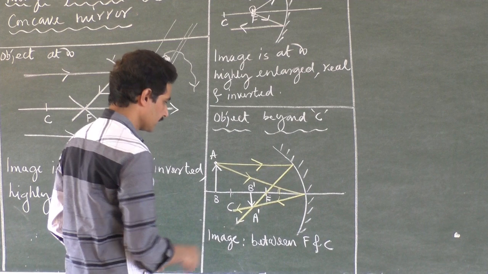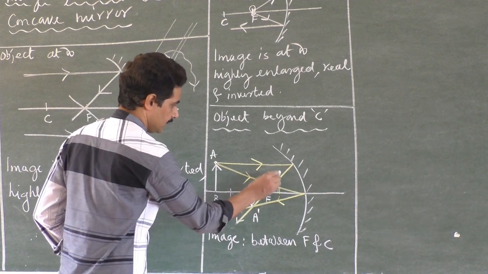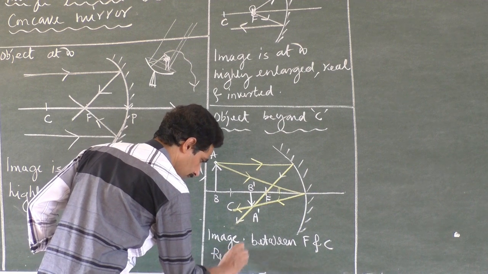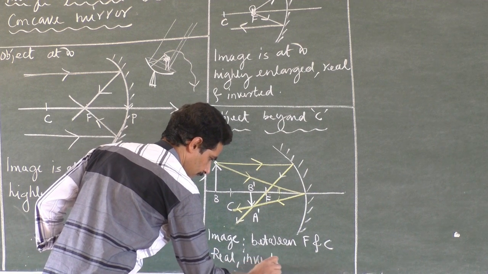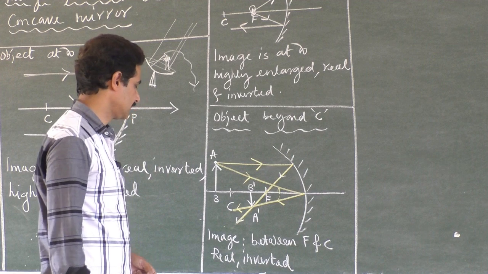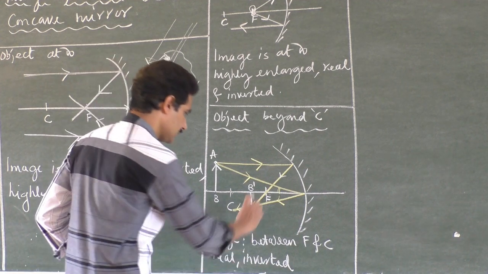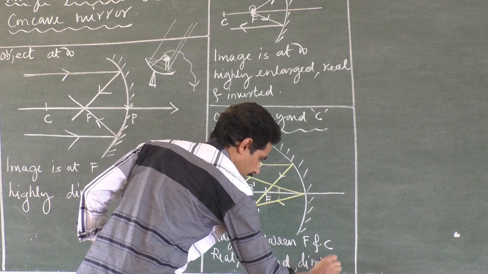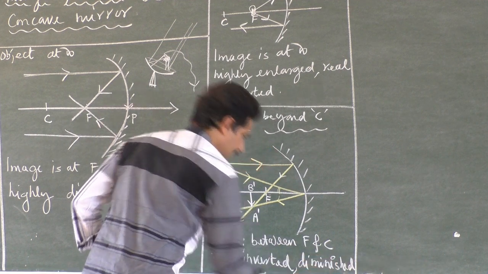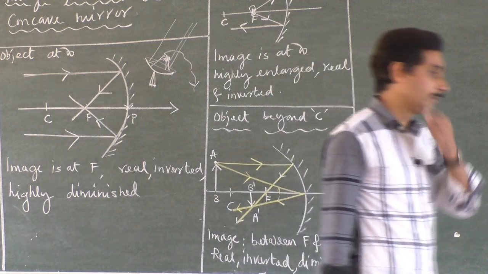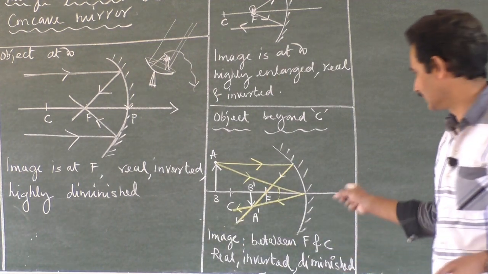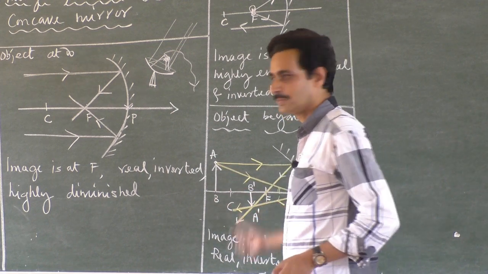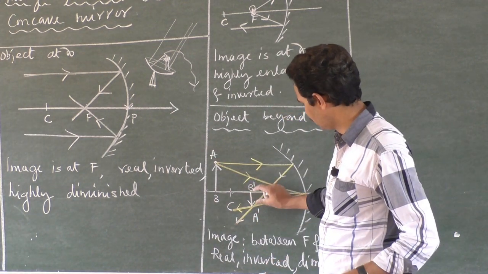And it is real because the rays of light actually meet. They actually meet here. So real, inverted, diminished. It is smaller in size. So a real, inverted, diminished image is formed between F and C, focus and center, right? So when the object is beyond C, the image is between F and C, and it is real, inverted and diminished.